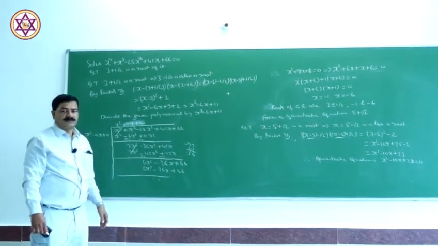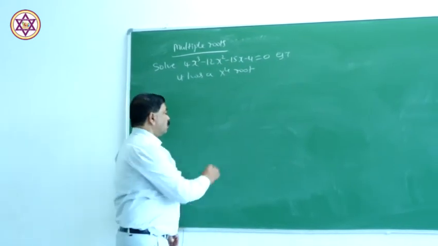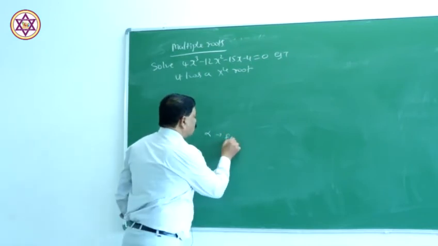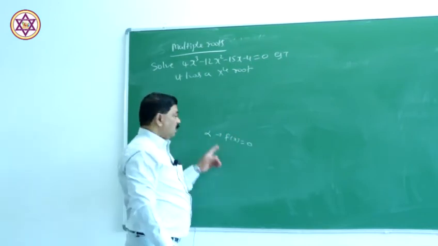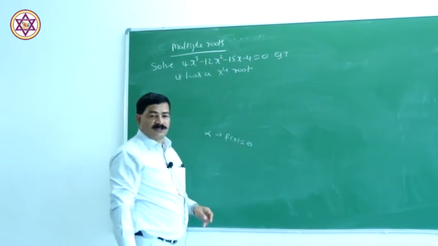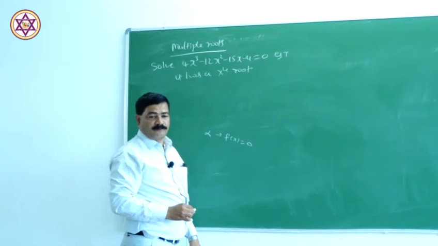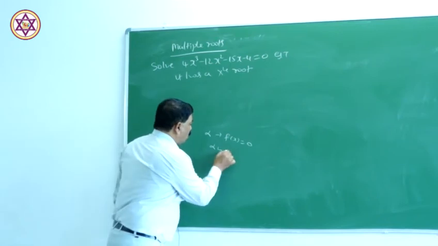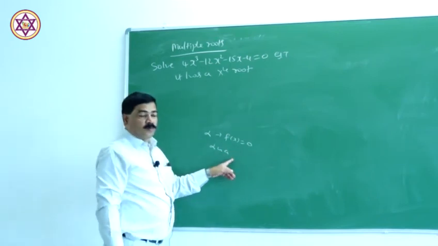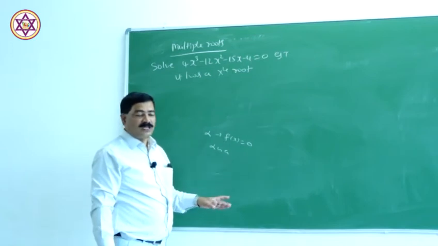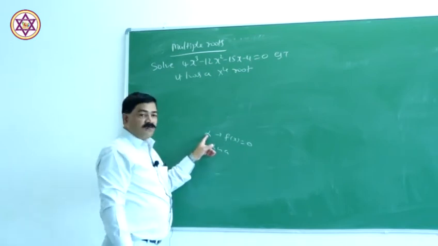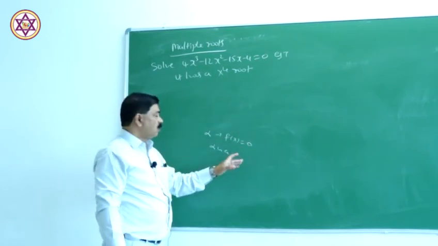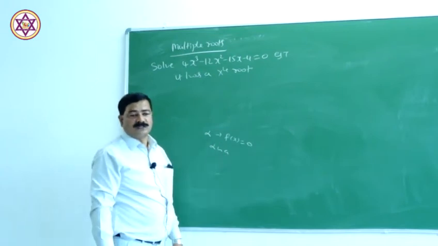This is the result. Multiple root: a root alpha of an equation f of x is equal to 0 is said to be a multiple root if alpha is a root more than once.